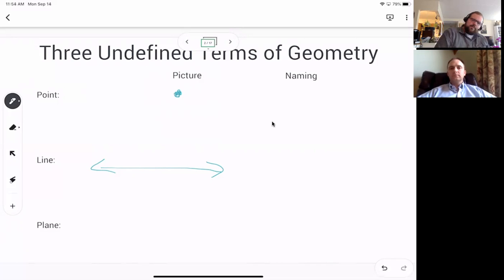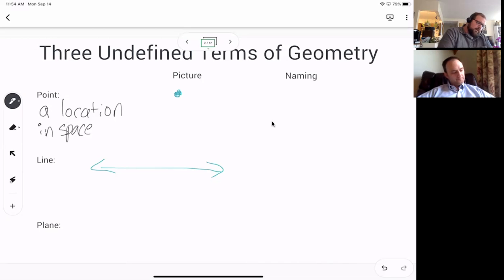Is that a pretty fair definition, Mr. Butterworth? Yeah, I would do that. It's just some sort of location somewhere in space. We don't know where it is, but that's how I would define it. And I drew both a point and a line because I figured that we all would have an idea of what those look like. I didn't draw a plane yet.